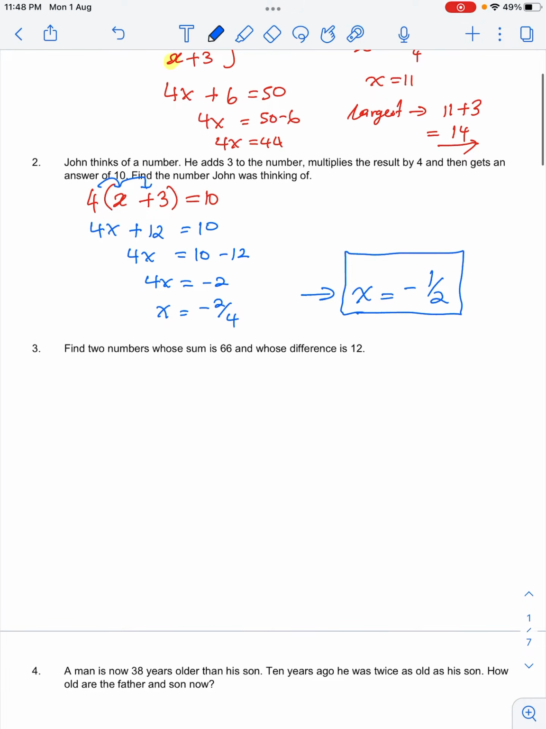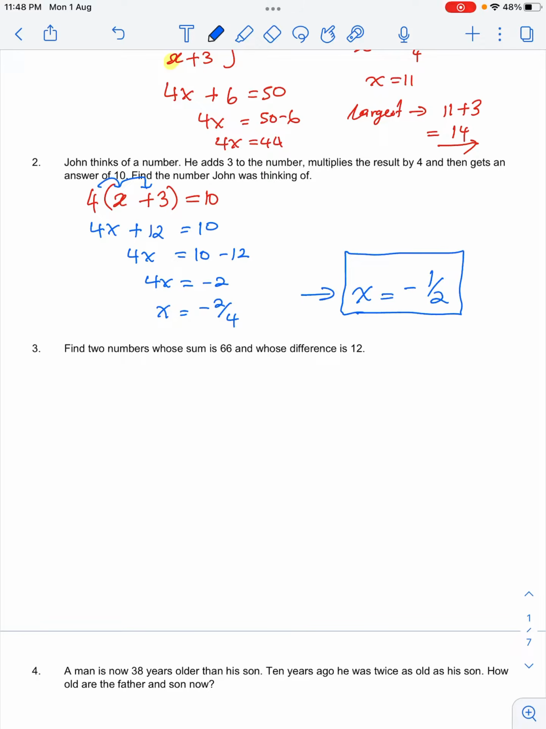Okay, find two numbers whose sum is 66 and whose difference is 12. So when you add these two numbers, you're going to get 66 as an answer, and when you subtract them, you're going to get an answer of 12. Okay, so we are not going to do simultaneous equations like what most people are used to. We are going to work with what we have.